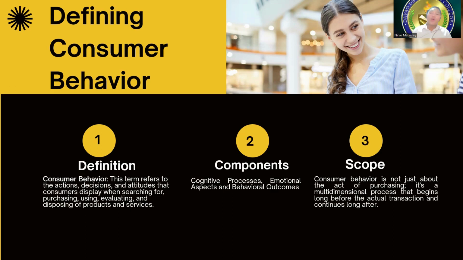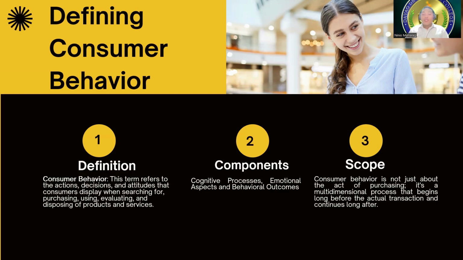So after all of those stages, from the cognitive to the emotional, once consumers have decided to buy the product, they will definitely click the button or visit the store to buy the product itself. Now, on the scope definition right there, it stated that it is a multidimensional process that begins long before.